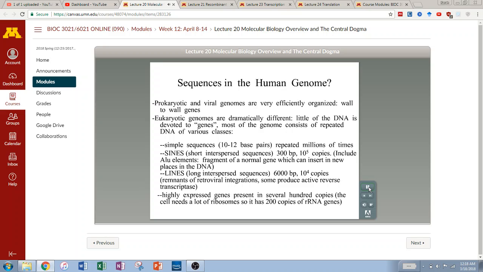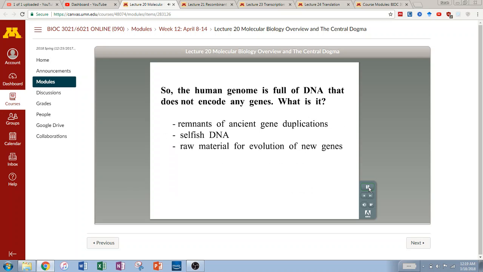Because LINEs move by copying themselves, they enlarge the genome. The human genome, for example, contains about 500,000 LINEs, which is roughly 17% of the genome. There are also highly expressed genes present in several hundred copies. For example, the cell needs a lot of ribosomes, so it has 200 copies of ribosomal RNA genes.